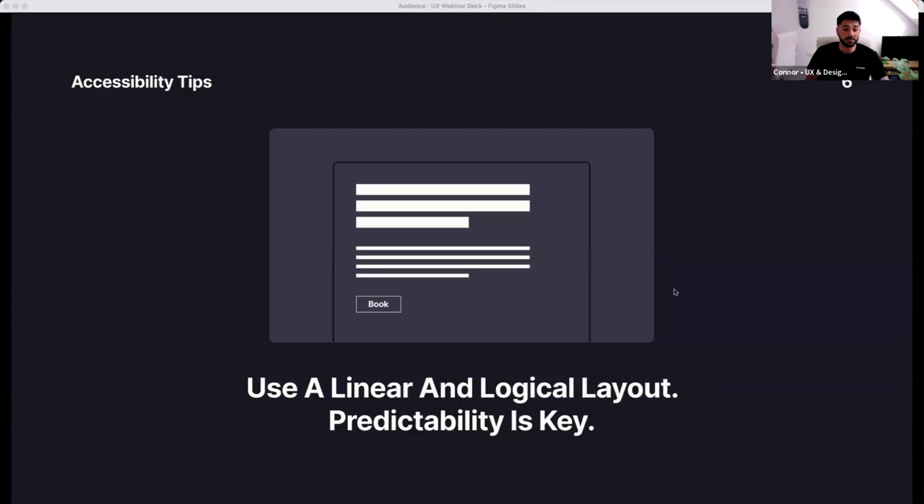Use linear and logical layouts. I always say predictability is key. Nobody wants to be guessing about where they're going to look or where they think things should be. It's really helpful just as a consumer to be able to read and consume sites with predictability. But for people with access needs, it's a really helpful tool to just consume content in a logical, sensible order.